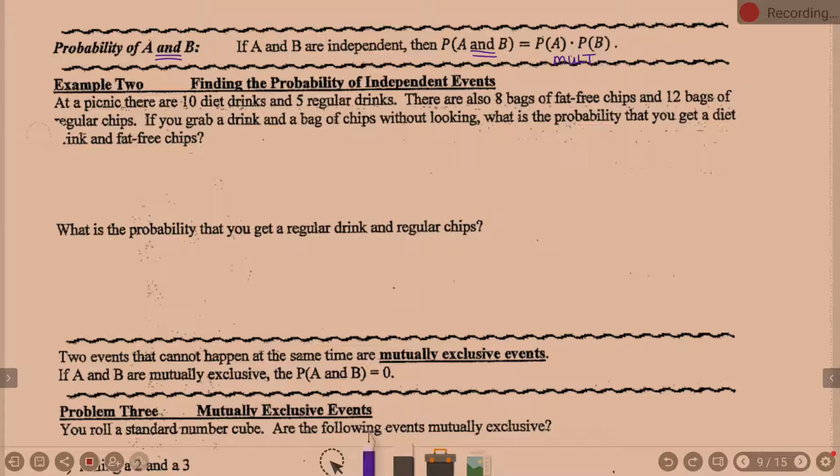At a picnic, there are 10 diet drinks and 5 regular drinks. There are also 8 bags of fat-free chips and 12 bags of regular chips. If you grab a drink and a bag of chips without looking, what is the probability that you get a diet drink and fat-free chips? Did you notice that word? And. It was a diet drink and fat-free chips. So if I write this out, what you're going to see.